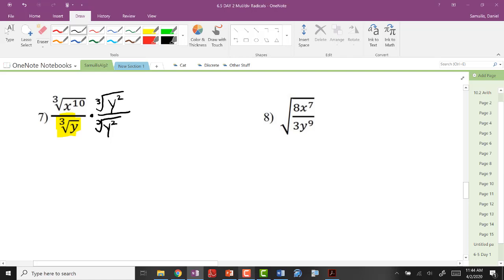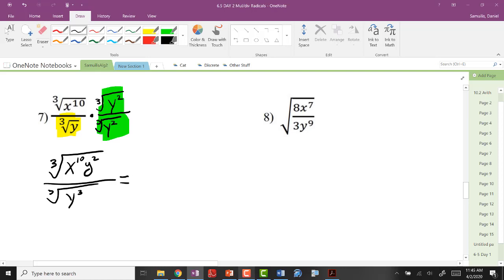The reason we can do this is because what is this equivalent to? It's equivalent to 1. And when we multiply anything by 1, it doesn't change the problem. Okay, so now we'll go through and apply our multiplying rules. X to the 10th times y squared is x to the 10th y squared, cube root. What's in the denominator? Y to the 3rd. And now we're going to simplify these. I need exponents that are divisible by 3.